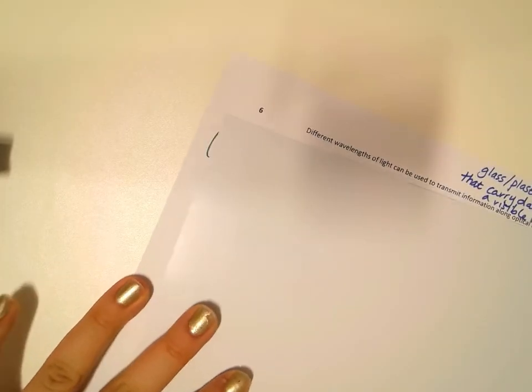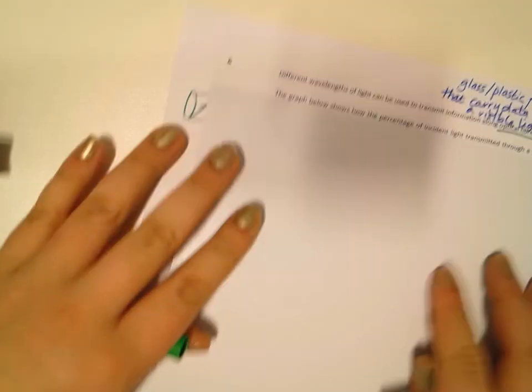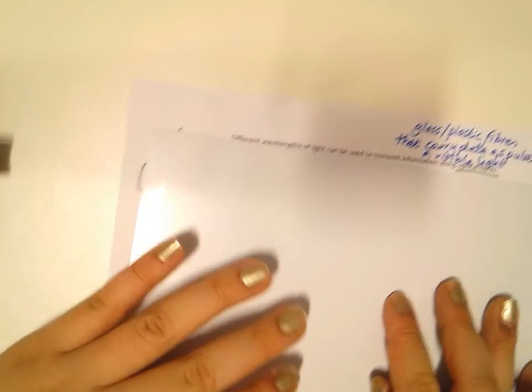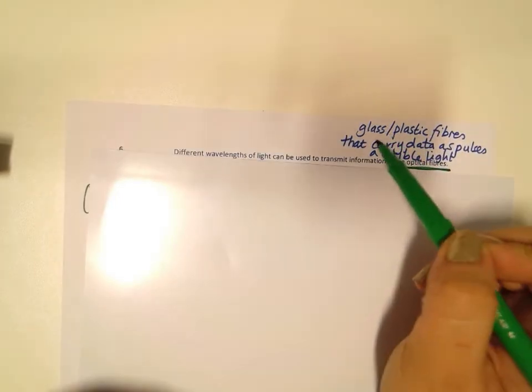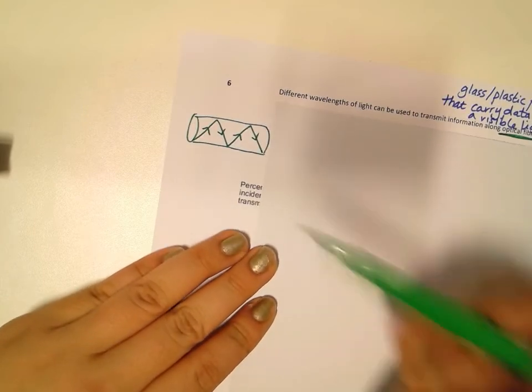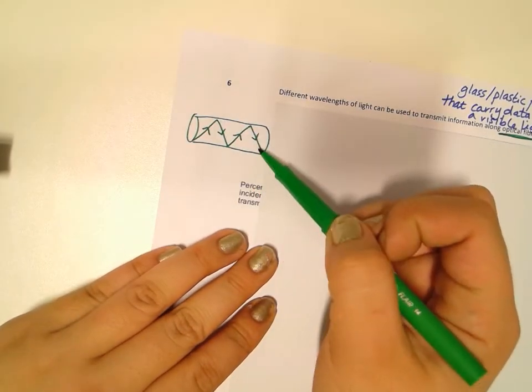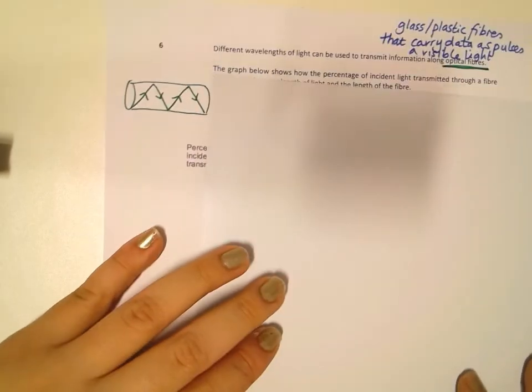Okay, one final question left. It says here, different wavelengths of light can be used to transmit information along optical fibers. Now, I've underlined optical fibers because you need to know what they are. They are glass or plastic fibers that carry data as pulses of visible light. I've drawn a picture here. Light is reflected, and this is how data is transferred from one place to another.